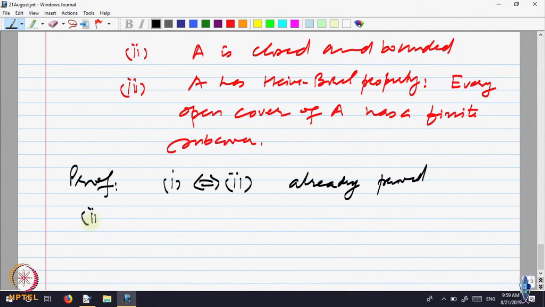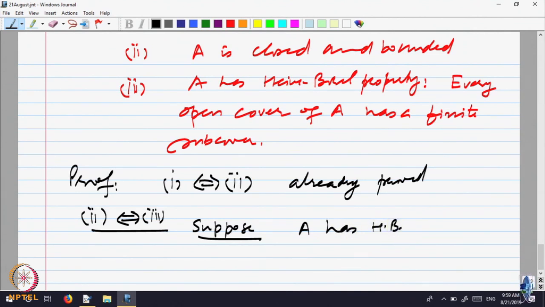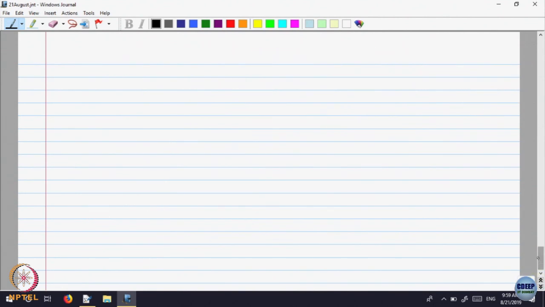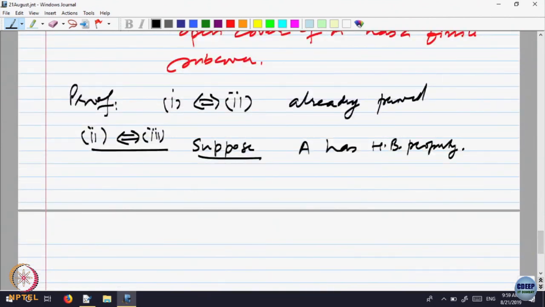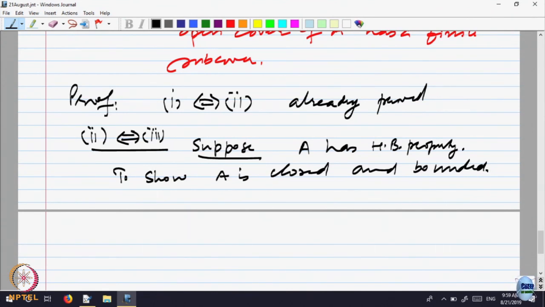Let us prove 2 if and only if 3. So, suppose A has the Heine-Borel property, HB property for short: given any covering, it has a finite subcover. We want to show A is closed and bounded.